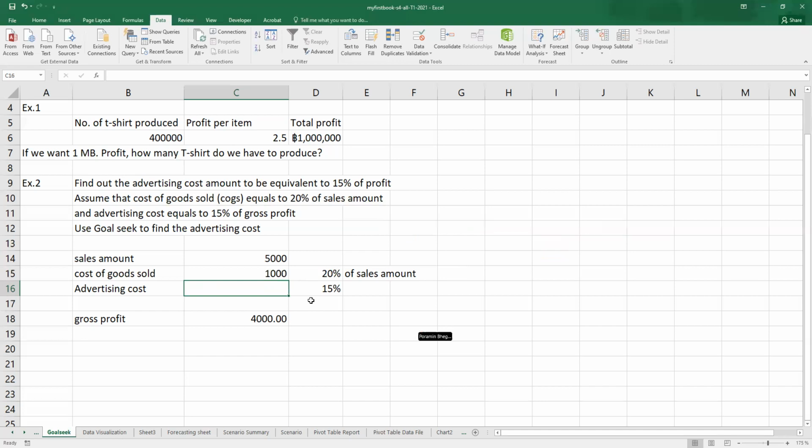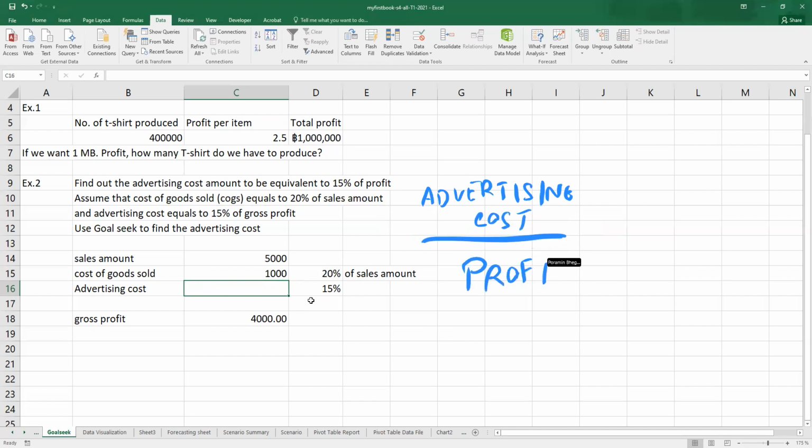Okay, let's just do it like this. If it is advertising cost divided by profit, and check whether it's equal to 15% or not. If it's equal to 15%, that means the advertising cost is okay. And in order to avoid the circular reference, I have to do it this way.